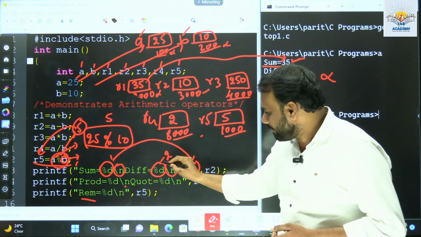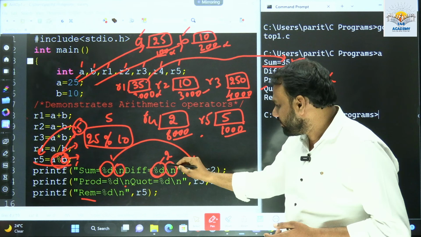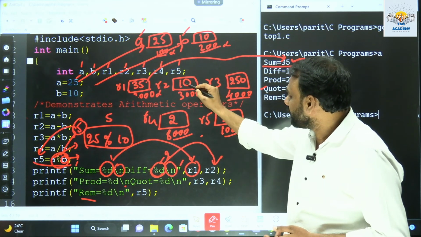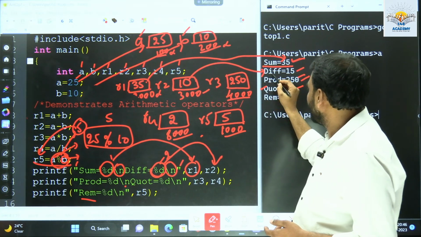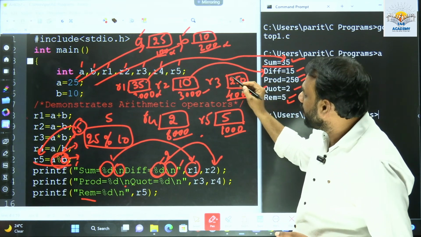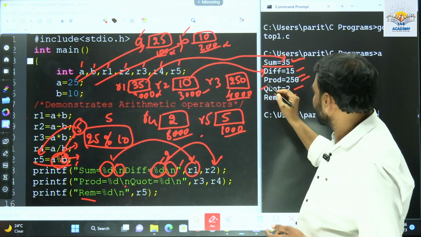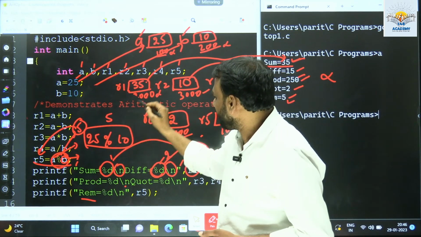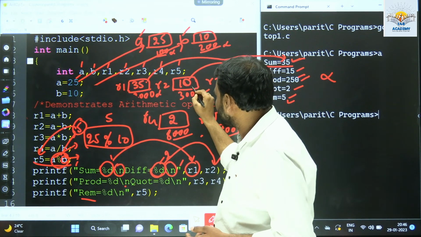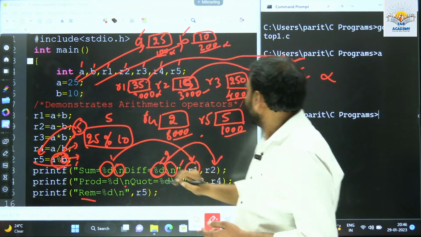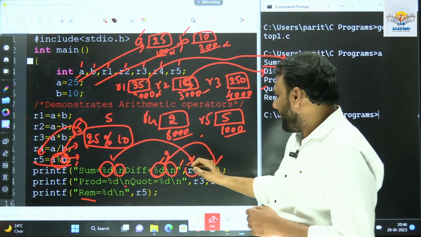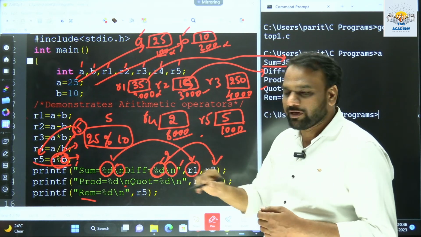Next, in place of second percentage D, what has been displayed? Content of R2. What is the content of R2? Content of R2 is 10. So if you look here, difference is equal to 25 minus, oh sorry, I have made a mistake. So when I perform 25 minus 10, what will be stored here? Actually 15 will be stored. Okay. So here it has displayed 15. After that, we have backslash n. So next product will be displayed in next line.